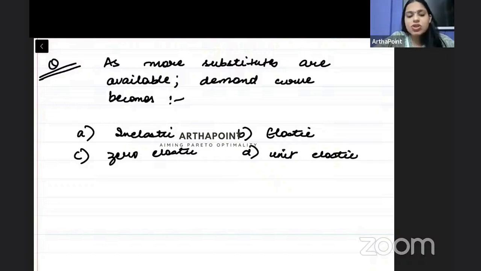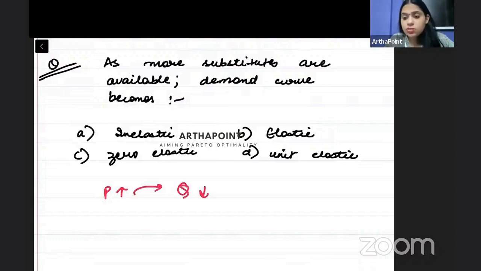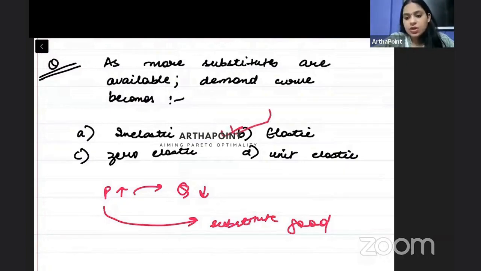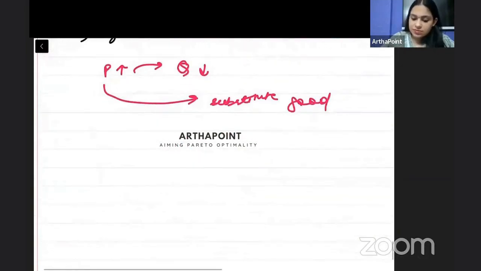So when more substitutes are available, how does the demand curve become? If more substitutes are available, it means people have more options. For example, if the price of tea increases, I can go to coffee. So when more substitutes are available and the price of a commodity increases, you will decrease the quantity by a huge amount because you can shift to substitute goods. So the demand will become elastic demand. So you are correct. Yes, the demand curve will become elastic. Okay. Next question.